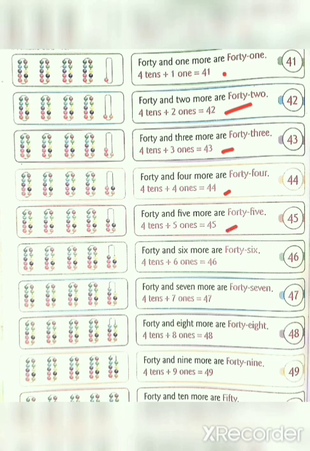4 tens plus 6 ones, 46. 4 tens plus 7 ones, 47. 4 tens plus 8 ones, 48. 4 tens plus 9 ones, 49. And at last 5 tens plus 0 ones is equal to 50.